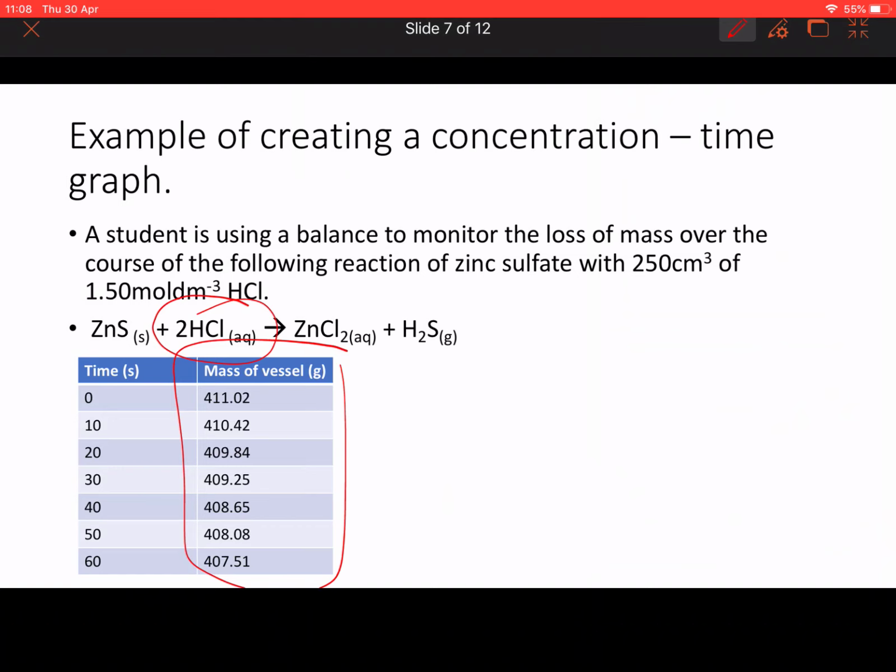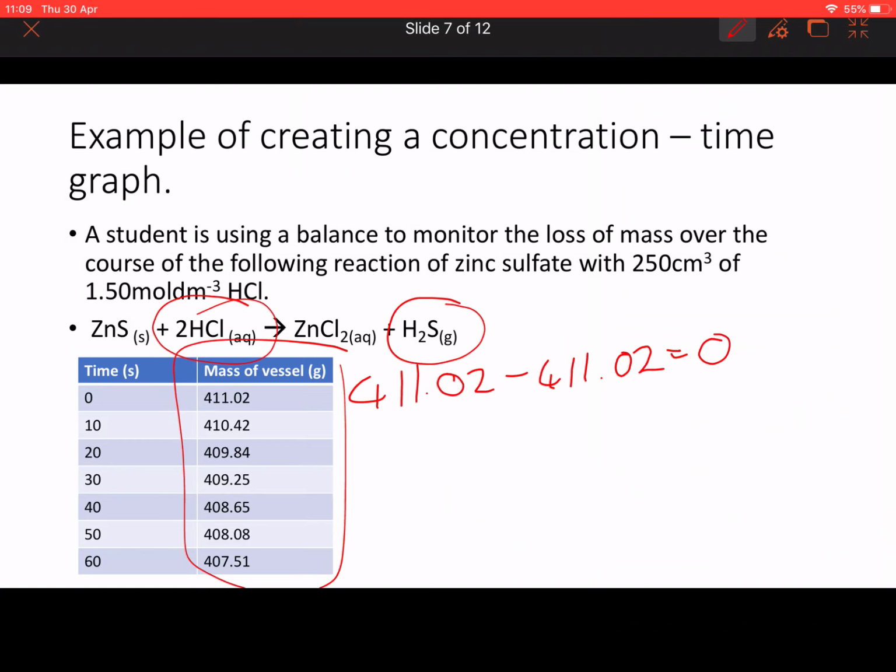So as our mass is decreasing, that's because we're losing the hydrogen sulfide gas. Okay, so for each of these, the first thing that we're going to want to do is work out how much hydrogen sulfide gas has been produced. So we do that by doing the mass at the start, take away the mass at a particular time. So if we did the first one as an example, 411.02, take away 411.02, we amazingly get no grams of hydrogen sulfide have been produced, which should come as no surprise seeing as that's the start of the reaction.